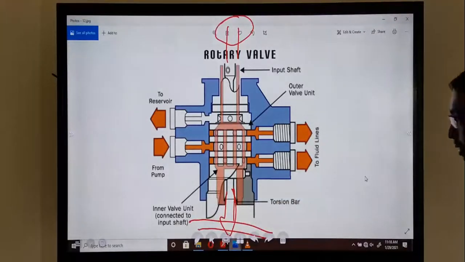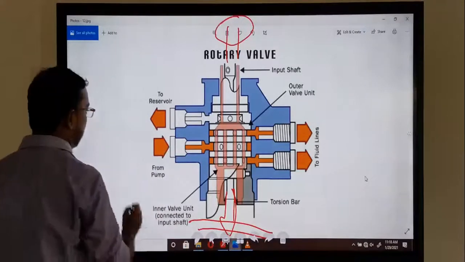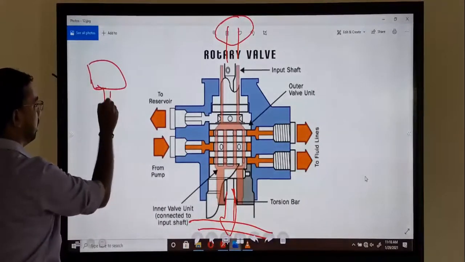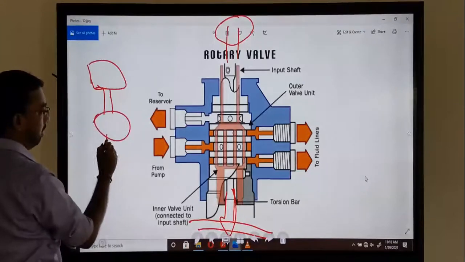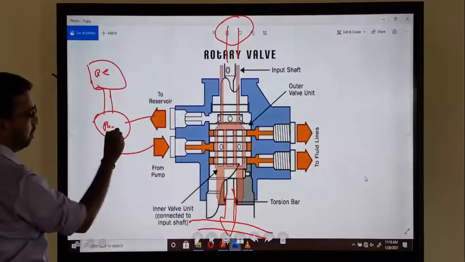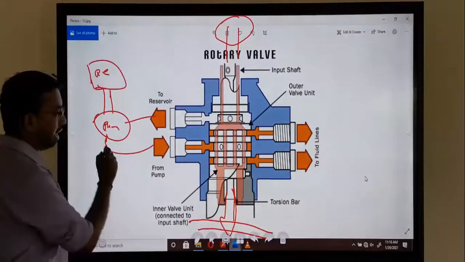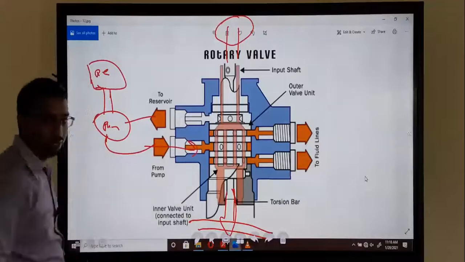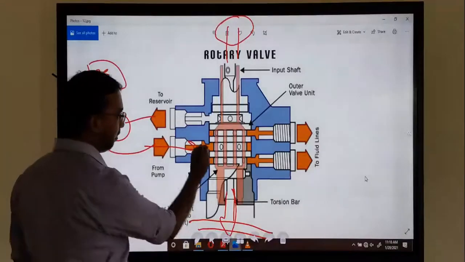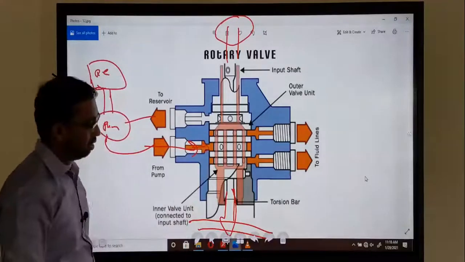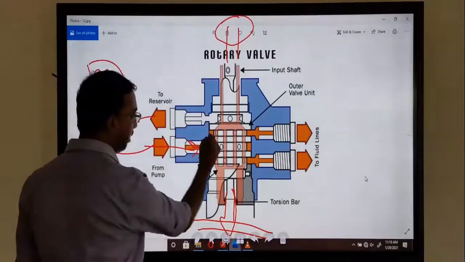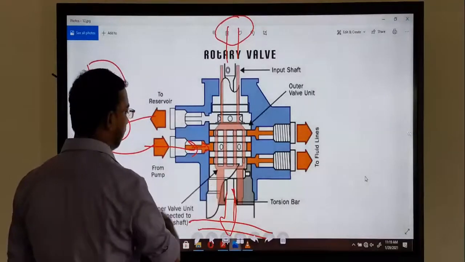You can see here two lines. This is the main line, the reservoir and pump. This line is from the pump. It comes to the high pressure line, and enters this cylinder or control valve, and this area fills up with the fluid.